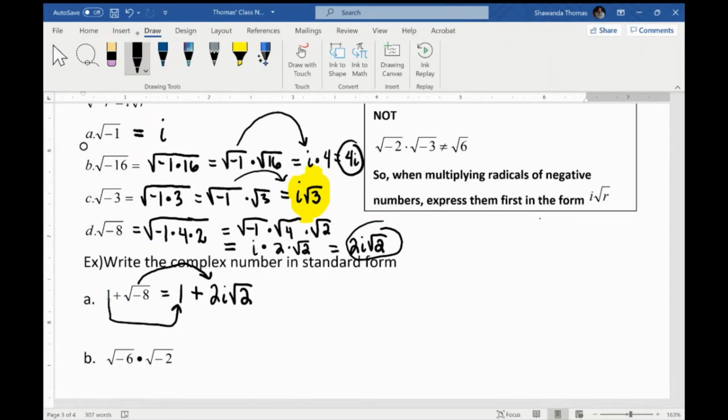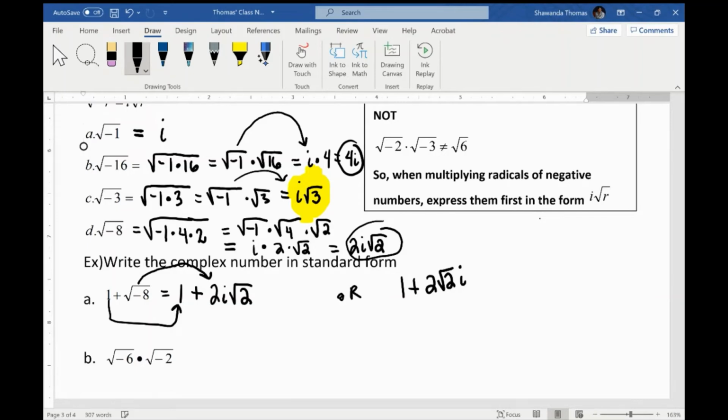I know it could be written like this. I just don't write it like this. Again, I don't want that i to kind of sneak under that radical. That's why I write it as 2i times the square root of 2. But they are the same if you realize that the i is not under the radical.